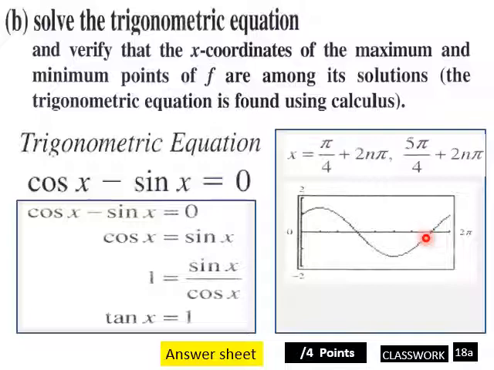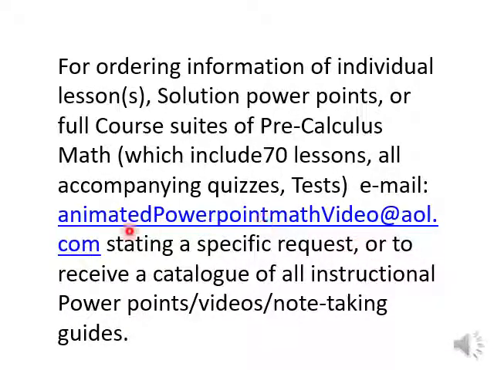Pi over 4 would be over here, and 5 pi over 4 is where that would be, because that would be 2 times 0 pi plus 5 pi over 4. So that would be between 0 and 2 pi. This is where your function would cross your x-axis. And the zeros, they say here, are 0.7854 and 3.9270.